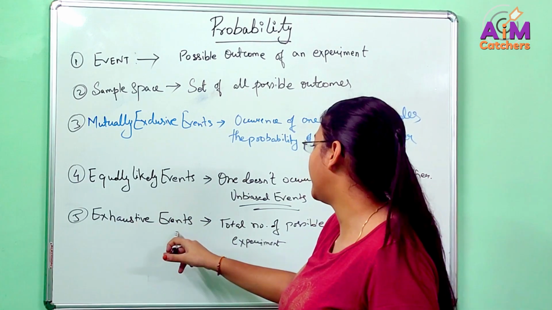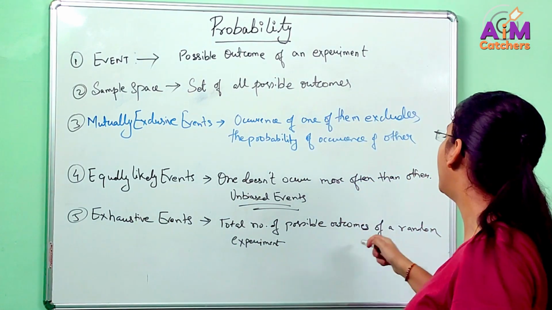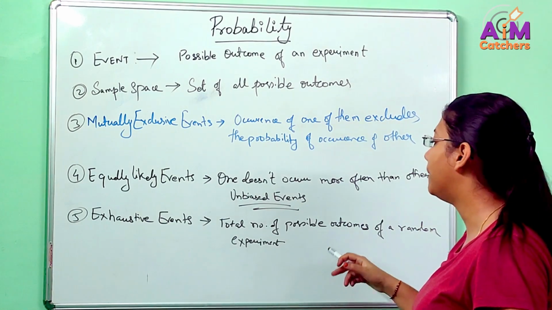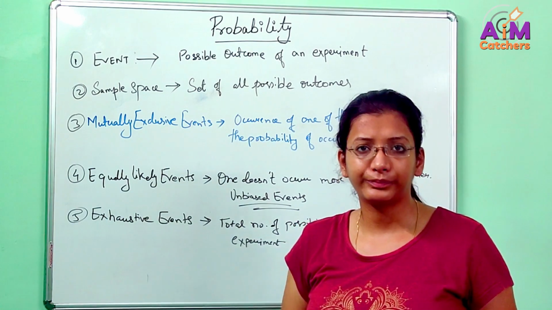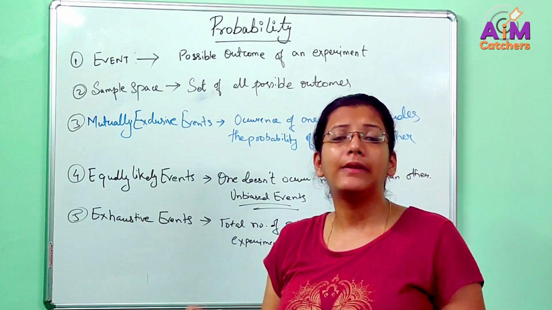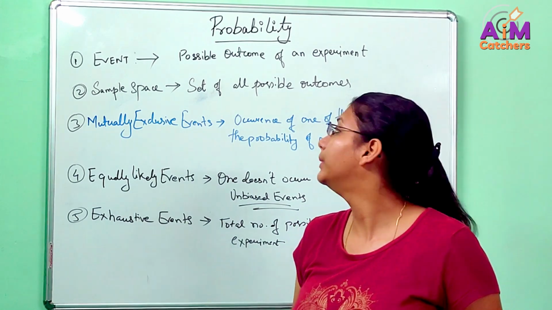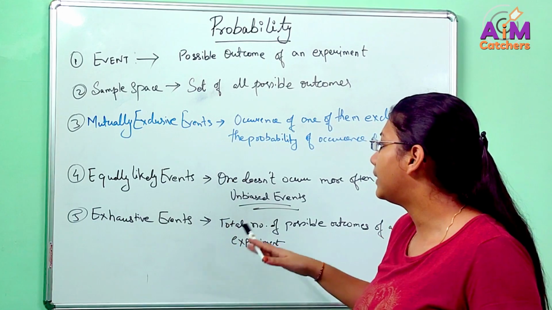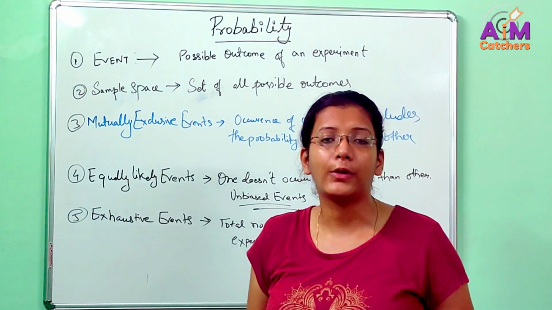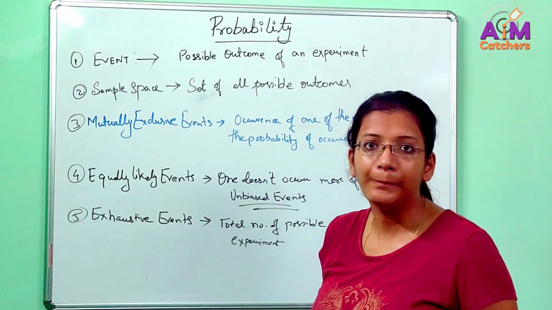Next is exhaustive events. What do we mean by exhaustive events? Exhaustive events are the total number of possible outcomes of a random experiment. Exhaustive is again similar to sample space. All the possible outcomes, but it is not a set, it is the number of all possible outcomes. Exhaustive events, all the possible outcomes of a random experiment, okay?